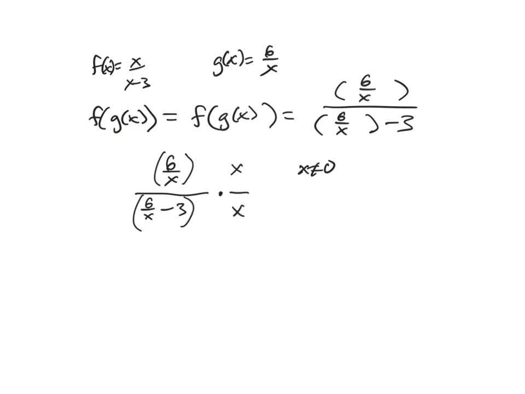So now at this point, I can clean this up by distributing that x through. So I end up with 6x/x in the numerator, and I end up with 6x/(x - 3) times x in the denominator, because that distributes through to everything. And the numerator simplifies to 6, and the denominator simplifies to 6 - 3x.